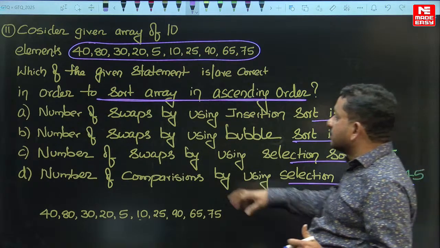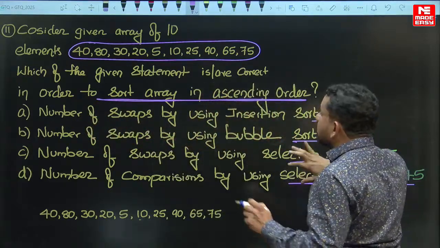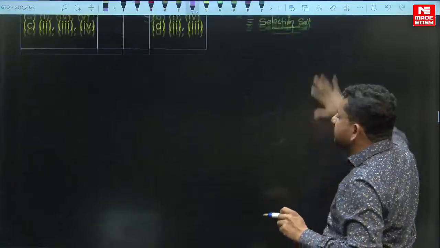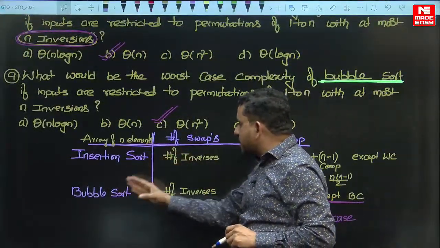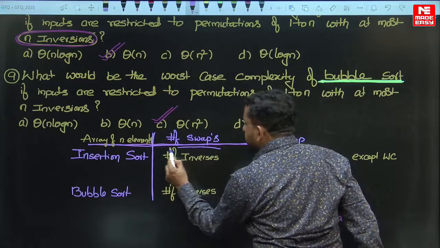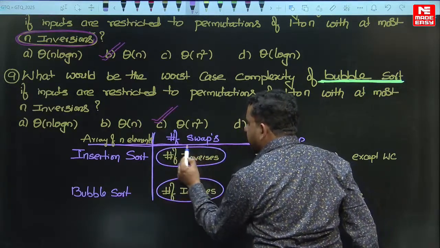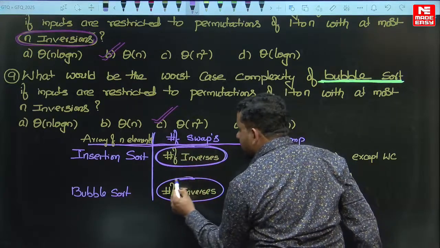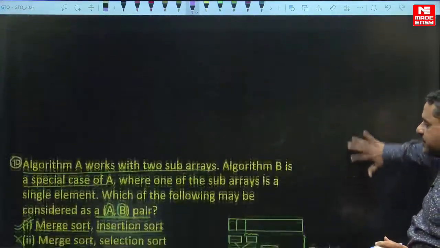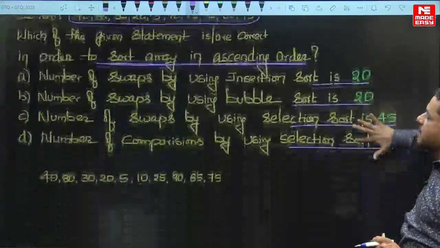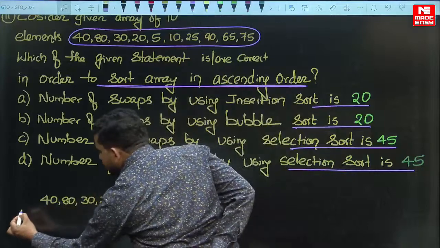Right. So the number of swaps of insertion sort. Just before, we discussed that the number of swaps of insertion sort and bubble sort is the total number of inversions of the array. The number of inversions of the array is the number of swaps, for both bubble sort and insertion sort. So just compute the number of inversions of the array.